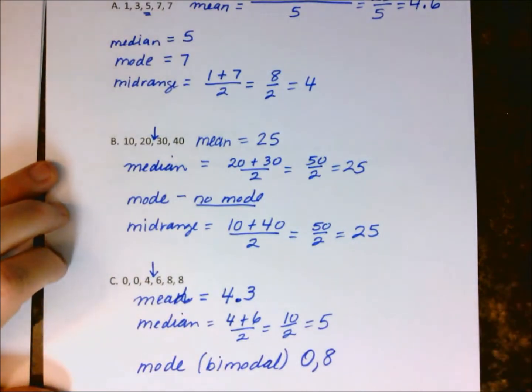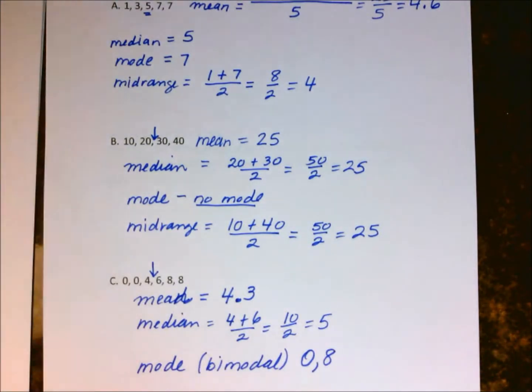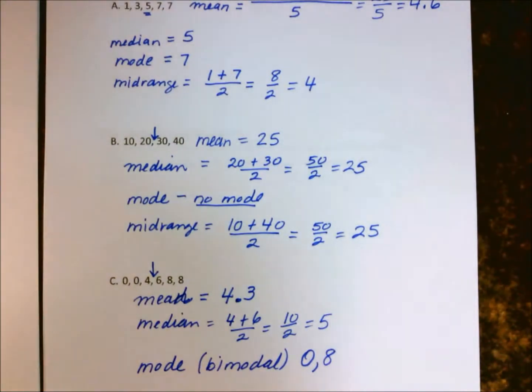There is also a trimodal. That would mean we have 3 modes. Beyond that, we don't really use quadrimodal or anything like that. We stop talking about the mode if we have that many modes. It's not a good measure of central tendency.